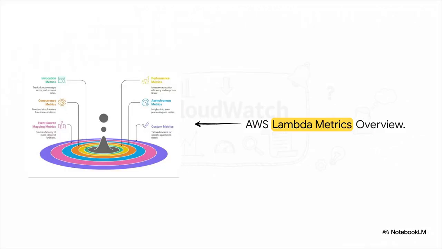When we look at the metrics, there are several different layers: invocation, performance, concurrency, and event source metrics. But for our detective toolkit, the errors and duration metrics are by far the most important clues. Those are the specific metrics we rely on to easily hunt down and catch bugs.